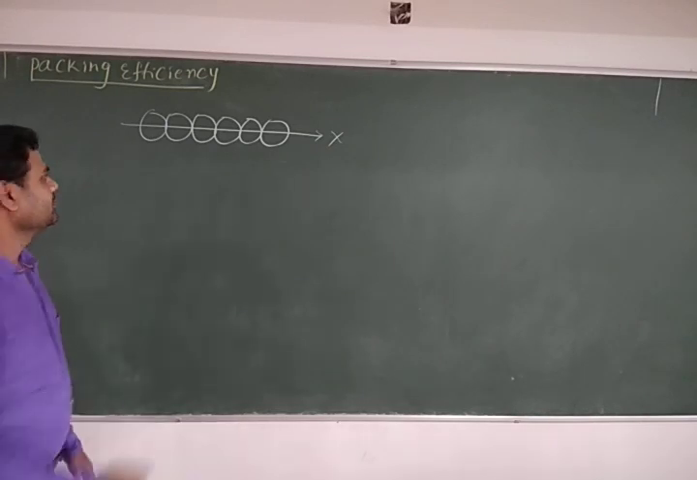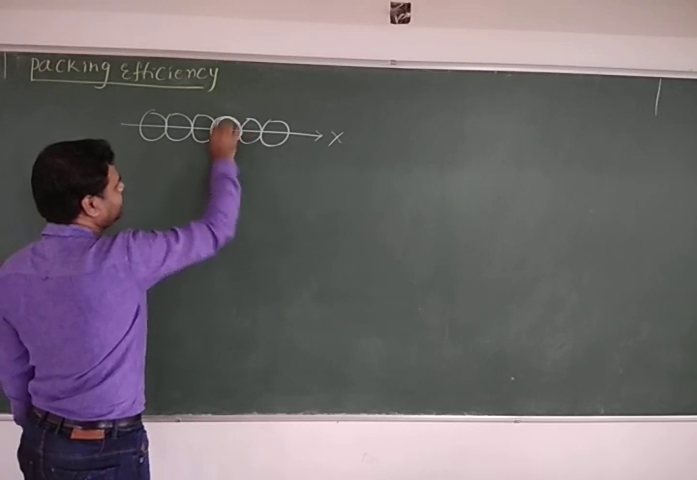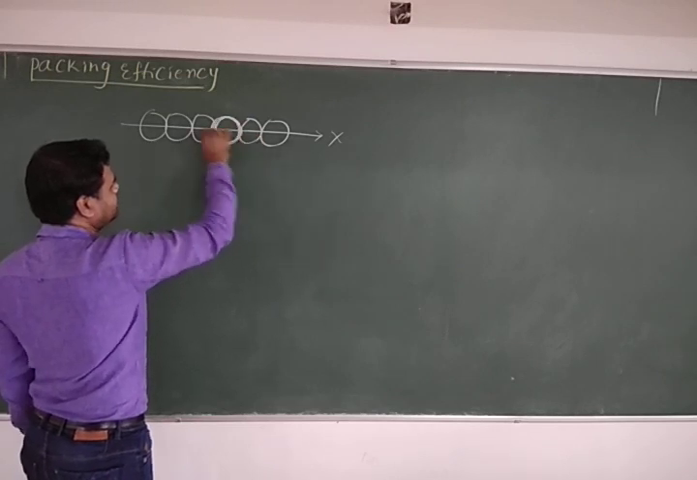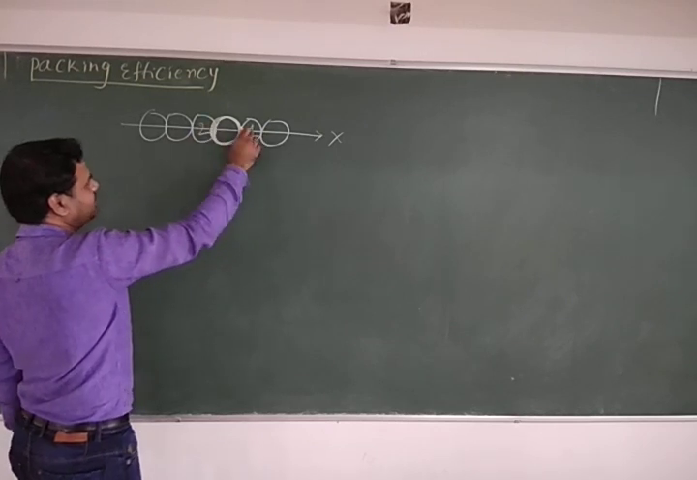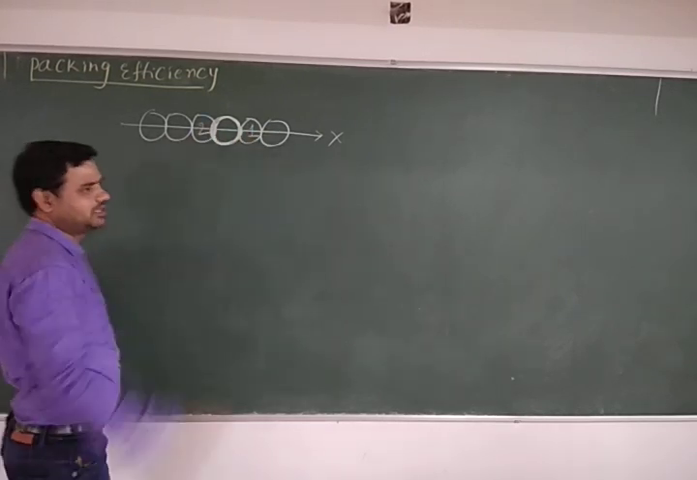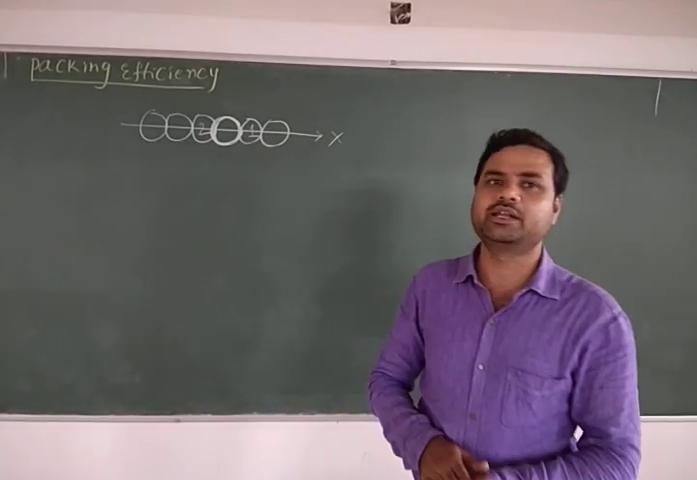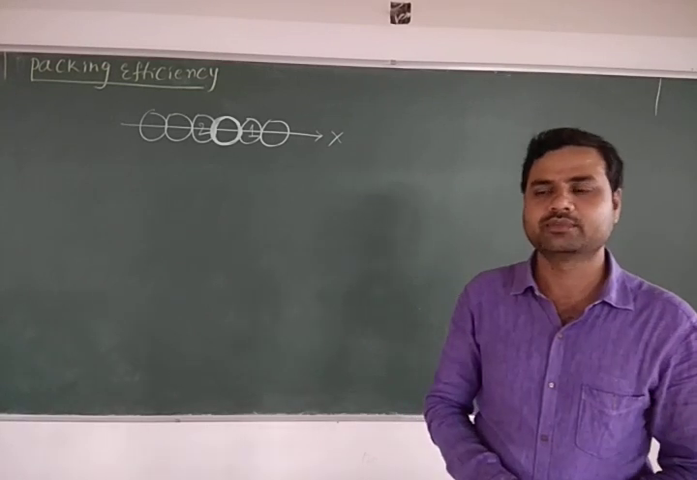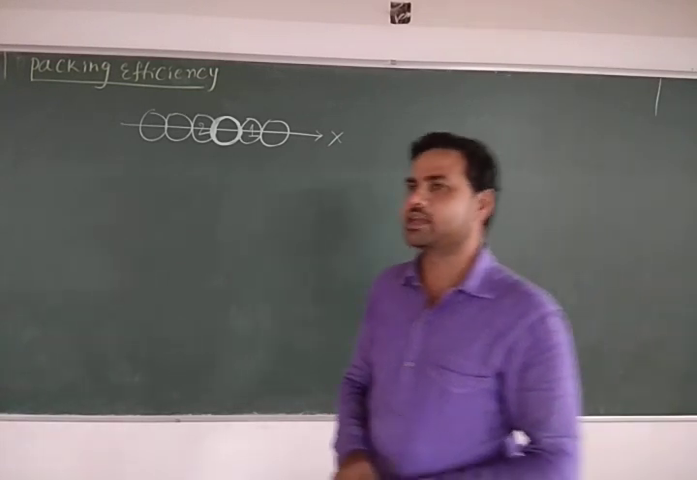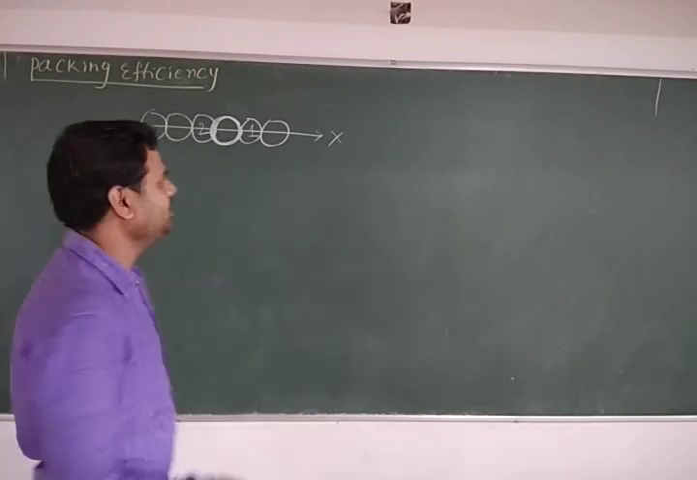Here, one sphere is in contact with how many spheres? I have explained very clearly in the last class. See, here this is a sphere. It is in contact with the first two spheres. So therefore, here one sphere is in contact with two neighboring spheres. Therefore, the coordination number we have taken is how much? 2.